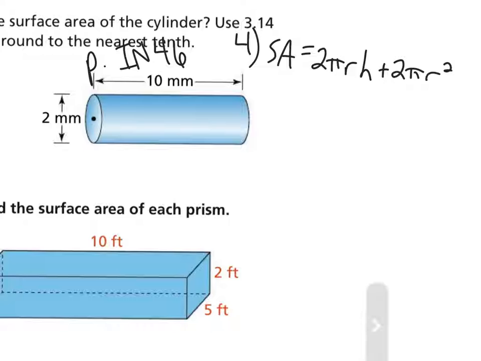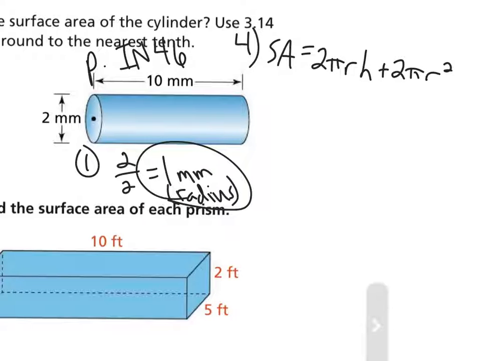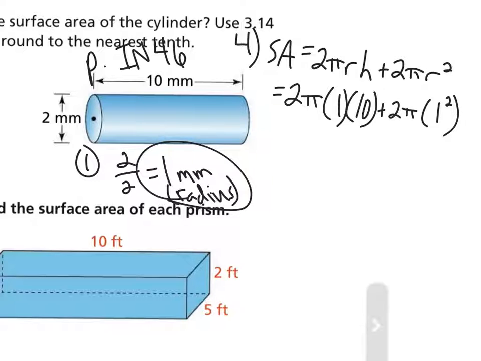So first thing, even though this is a simple calculation, we really should show 2 divided by 2 is 1 millimeter as our radius. Very simple calculation, but we need to show all of our steps. That would be the first thing we would do, and then we can substitute in. Like we talked about yesterday, you can just keep your pi for right now. It's going to make things simpler, especially if you're not using a calculator. So radius is 1, height is 10, radius is 1. And make sure you remember to put the squared on that end part there.